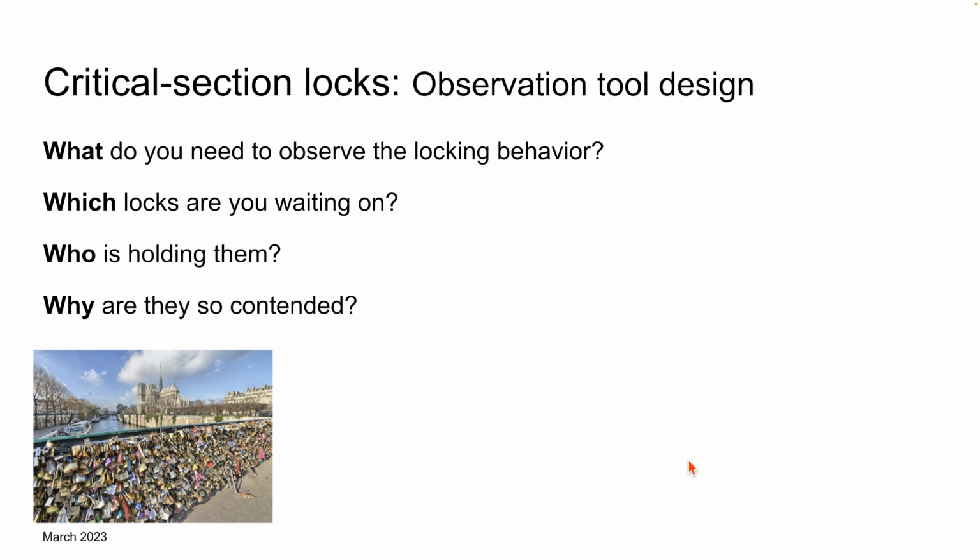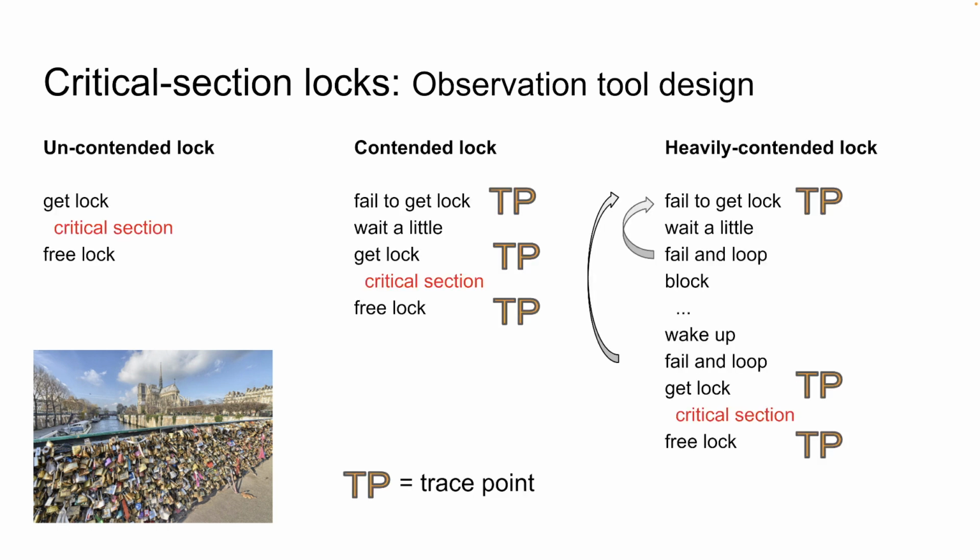So if you want to build an observation tool, what do you need to observe? Which locks are you waiting on? Who's holding them? And why are they so contended? For example, in the uncontended lock case, you don't want to add any observation tool, trace points or anything. This is the normal case. It's fast and you want it to stay fast. You don't want to slow it down. It happens all the time.